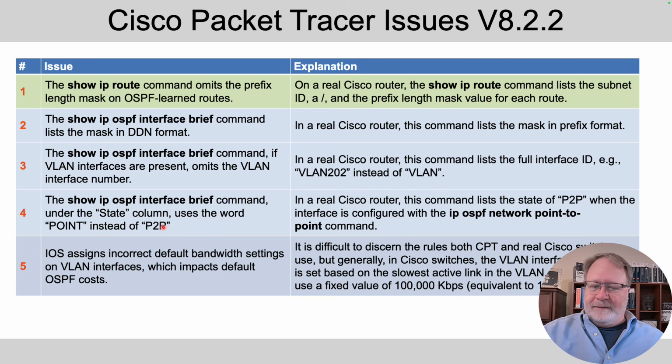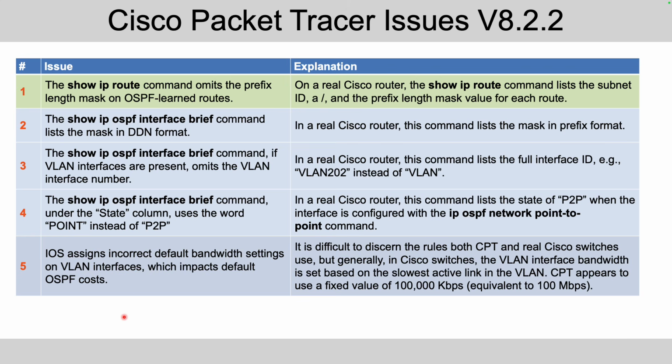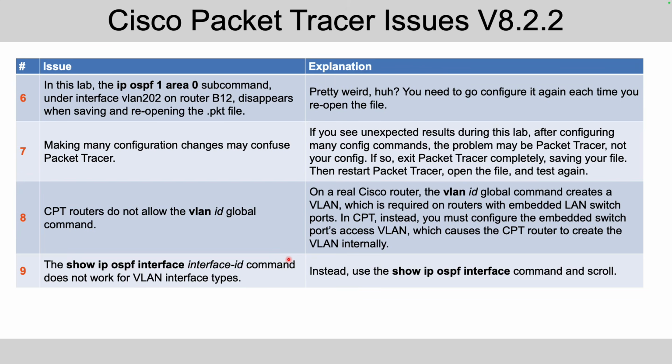On to a new thing. When there's a VLAN interface, a layer 3 interface configured on, say, a layer 3 switch, IOS picks a bandwidth setting. Well, Packet Tracer picks that setting differently than a real switch would. And then when you're using OSPF, that means you get a different default OSPF cost, all right? So that's just a little difference to be aware of. Next up, yep, there's more. This is a weird one.